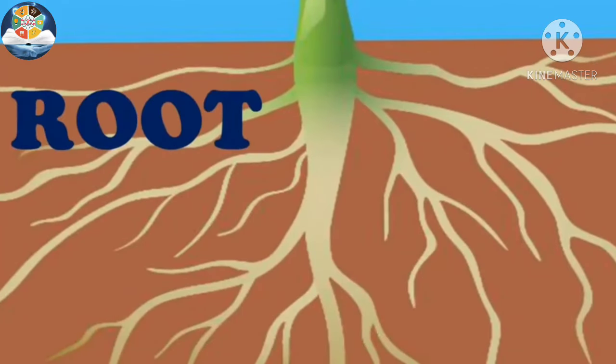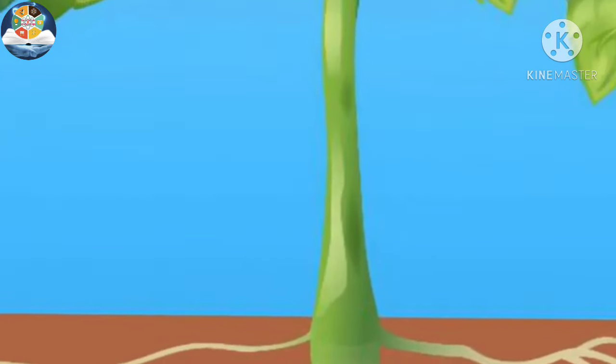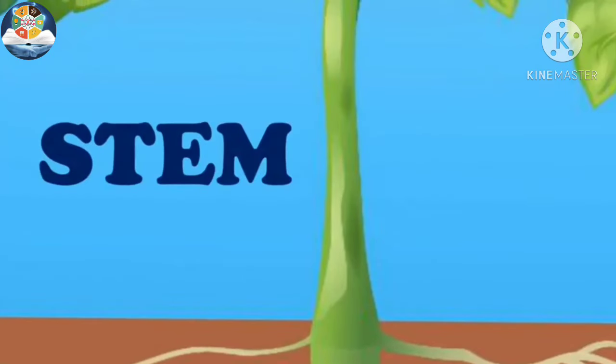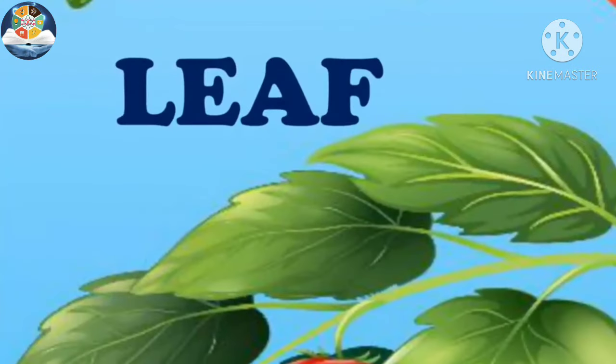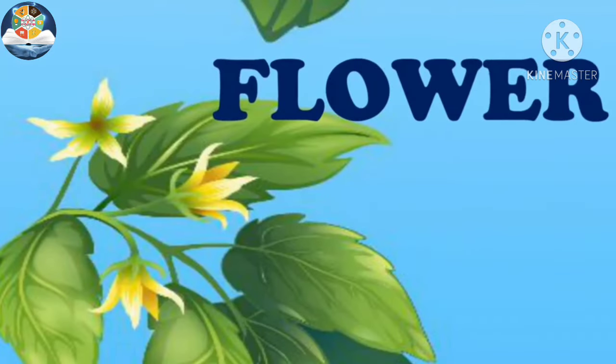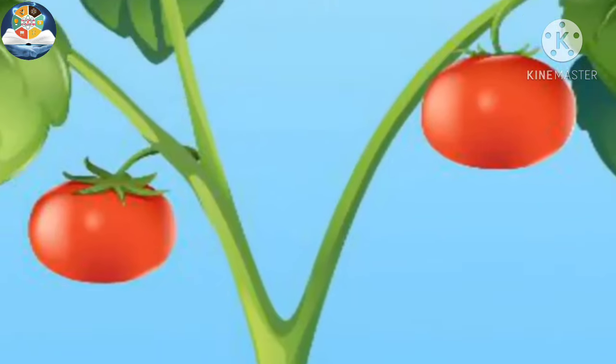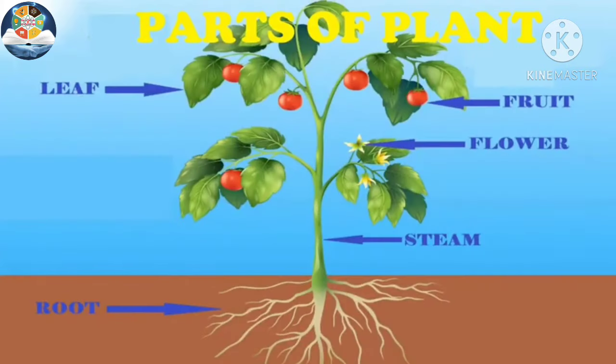Roots, stem, leaf, flower, and fruit. So these are the different parts of a plant.